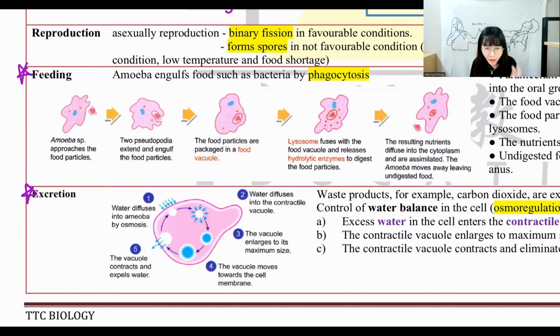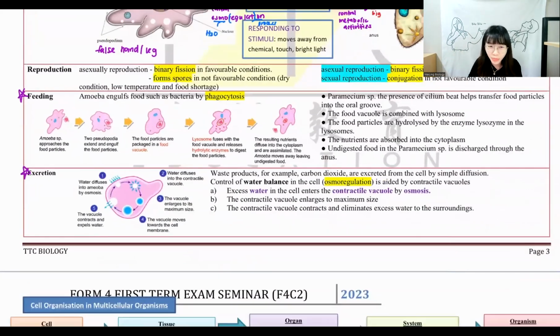No matter whether it's paramecium or amoeba species, it works the same. Water diffuses into the maximum size, it contracts and expels water out. Without this process, the amoeba species or paramecium species will burst. These are the 3 sentences that you have to write in exam if they ask you to explain the excretion process. Remember, the process is called osmoregulation. Osmoregulation is to control water balance in the cell. Your cell cannot have too much water. It's called osmoregulation.